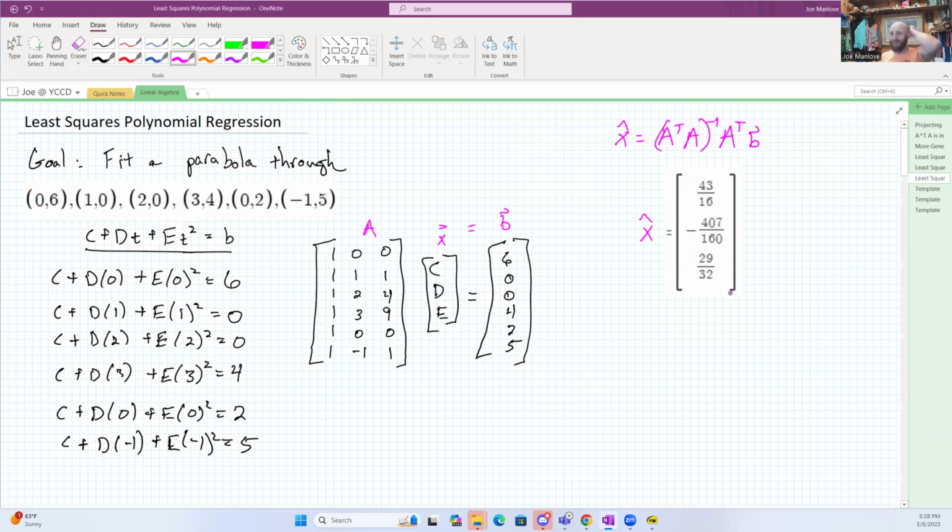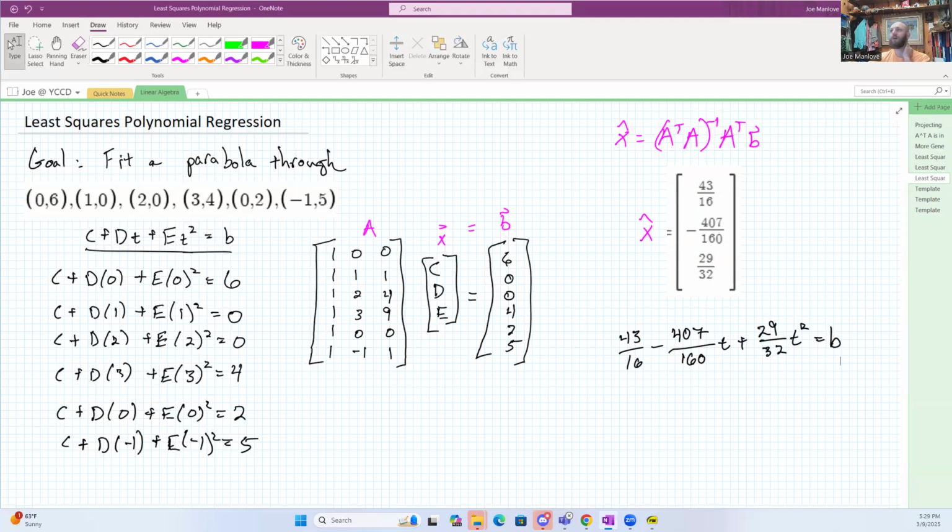Okay, now what do I do with that? Well, remember, that's the best I could do solving for x. So that means that my parabola is given by 43/16 minus 407/160 times t, that's not an x, plus 29/32 times t squared equals b.